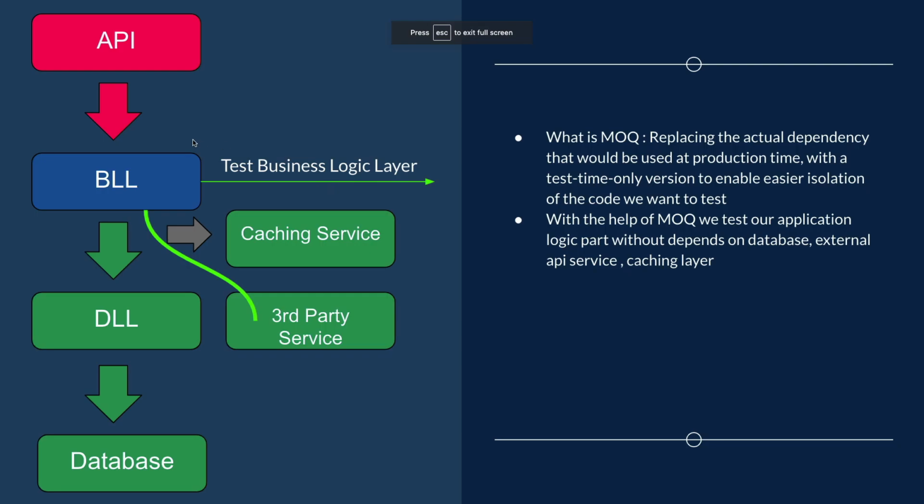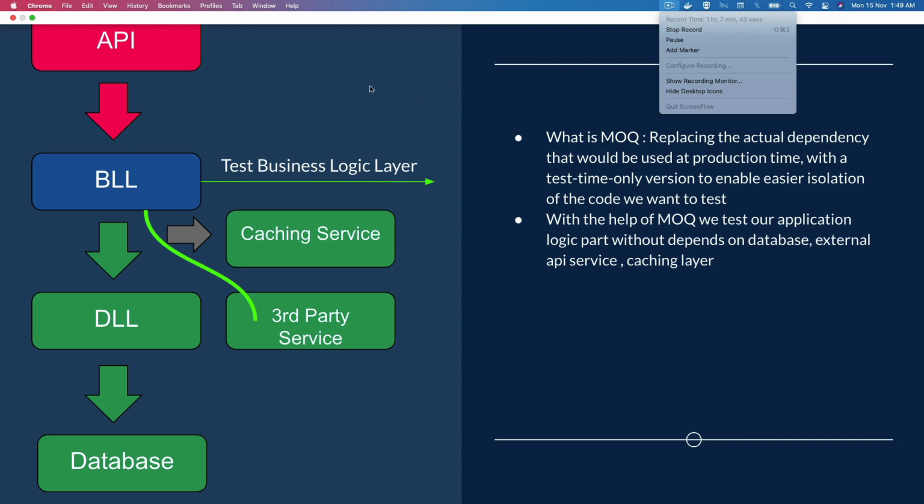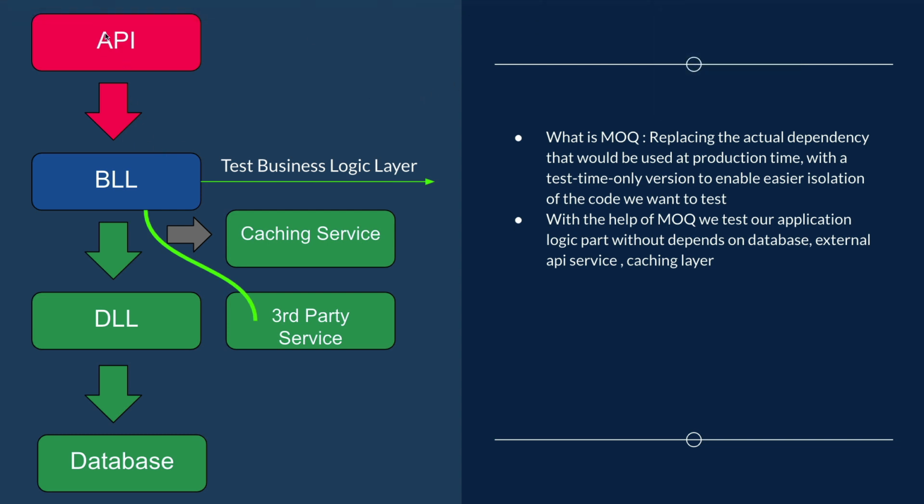So basically when you are creating any project and working on any system, you are writing API, business logic and DLL. So you are dependent on the database, third party API service, some caching service. If you are not using mock, then you need to set up everything, and your test is dependent on all the third party systems. The main benefit of using mock is that without implementing any service, you can easily create your code and test your code.